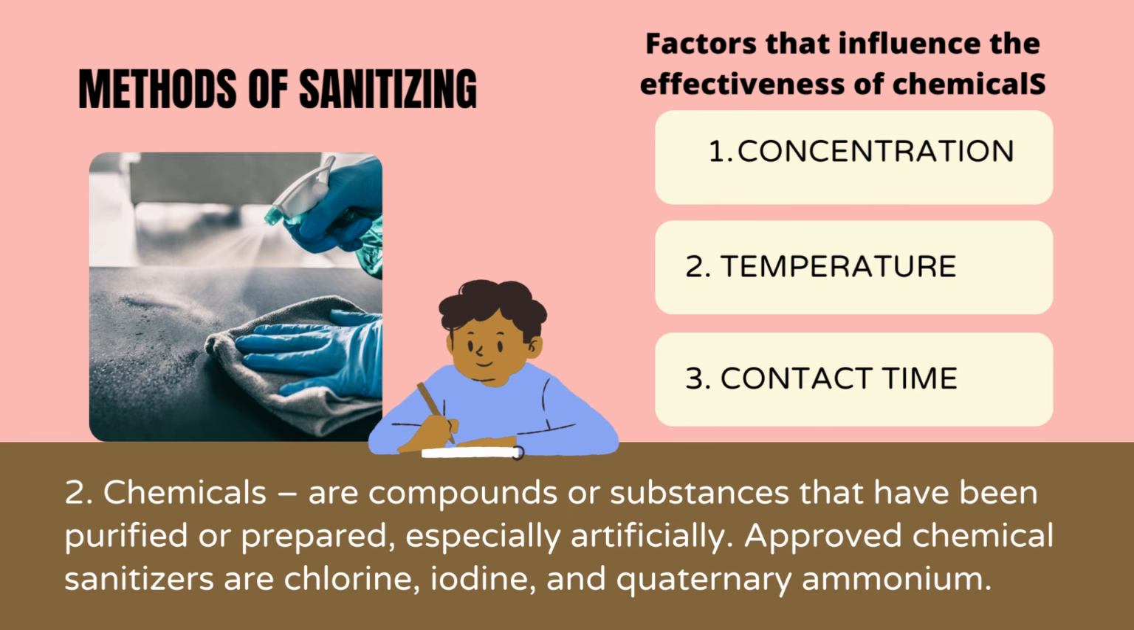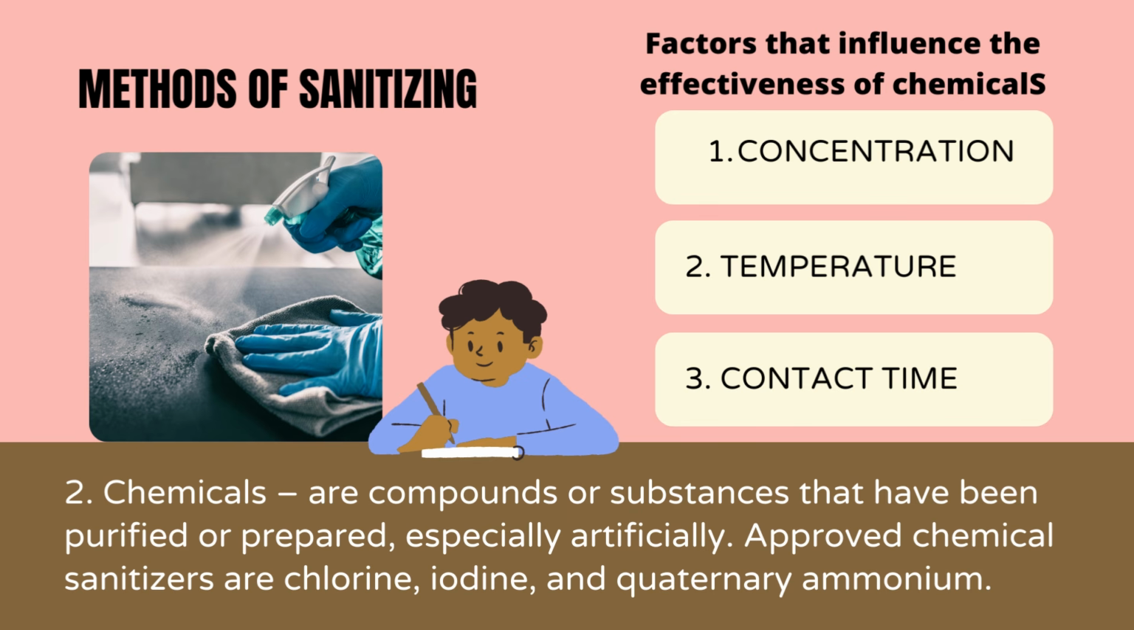These are compounds or substances that have been purified or prepared especially artificially. So, approved chemical sanitizers are chlorine, iodine, and quaternary ammonium. There are also 3 factors that influence the effectiveness of chemicals. The first one is the concentration. The presence of too little sanitizer will result in an inadequate reduction of harmful microorganisms.